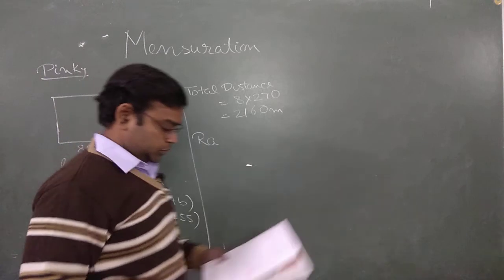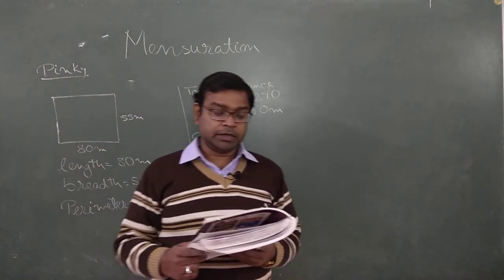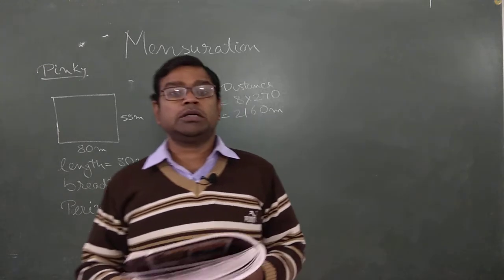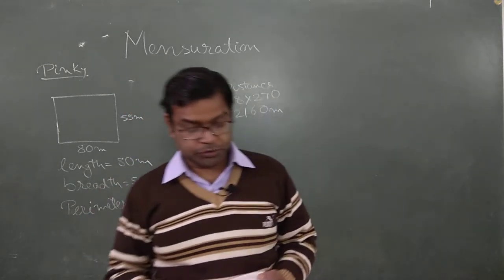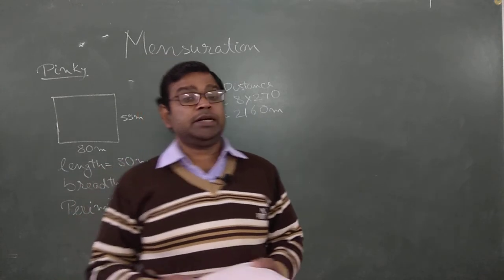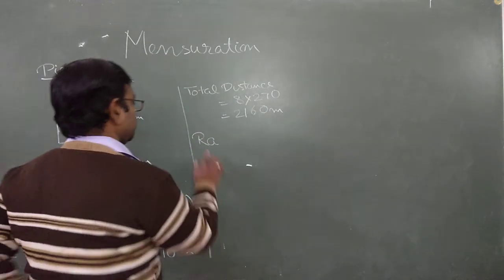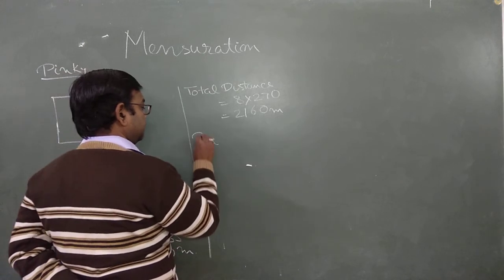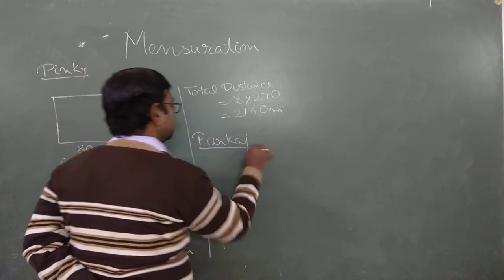Now I am reading the question first. Not Raju, Pankaj. While Pankaj runs 7 times round a square park of side 75 meter. Okay, it's good. Who covers more distance and by how much? So first find out the distance covered by Pankaj.